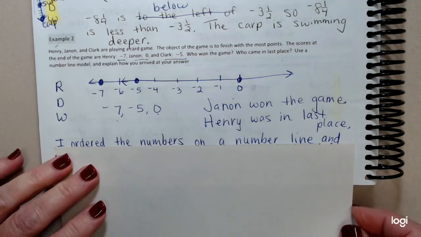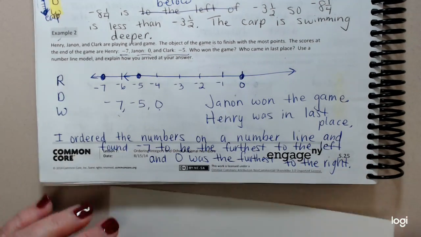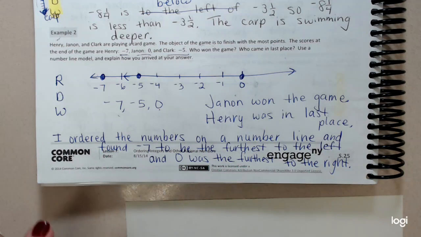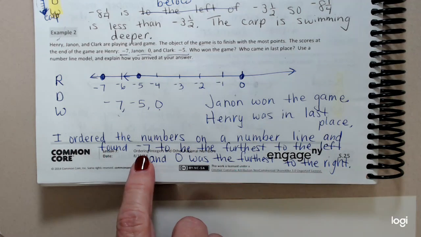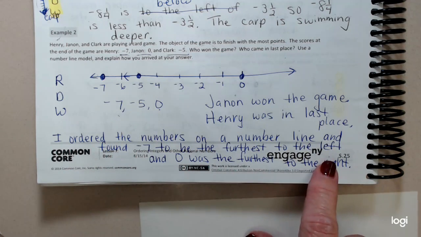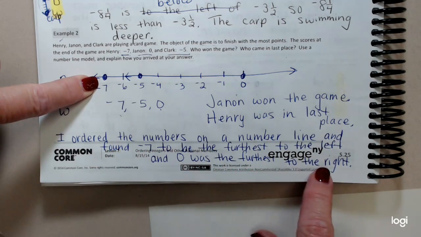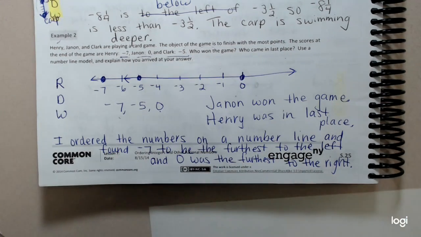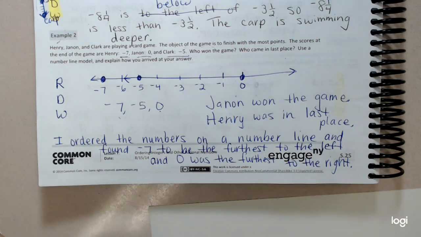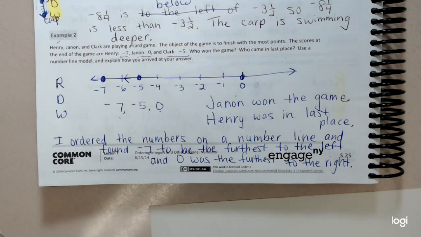So I tried to write the answer out so that it can help me study a little bit if I need it for my exit ticket. So I ordered the numbers on a number line and found -7 to be the furthest to the left, right here, and 0 was the furthest to the right. If you would like to pause your video so that you can get this sentence written down, please do so, because it might help you when answering questions on an exit ticket.